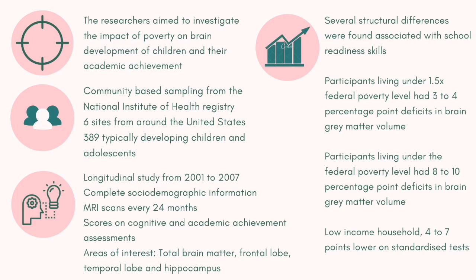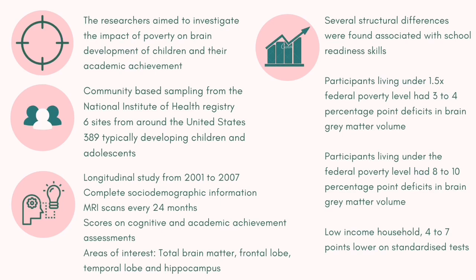The researchers hence aim to investigate the impact of poverty on brain development and the impact the same has on academic achievement. A community-based sample was adopted from the National Institute of Health Registry. The sample included 389 typically developing children and adolescents belonging to 6 different sites around the United States. This basically means that the researchers used data that was already being collected by the institute and used it for the purpose of their research.